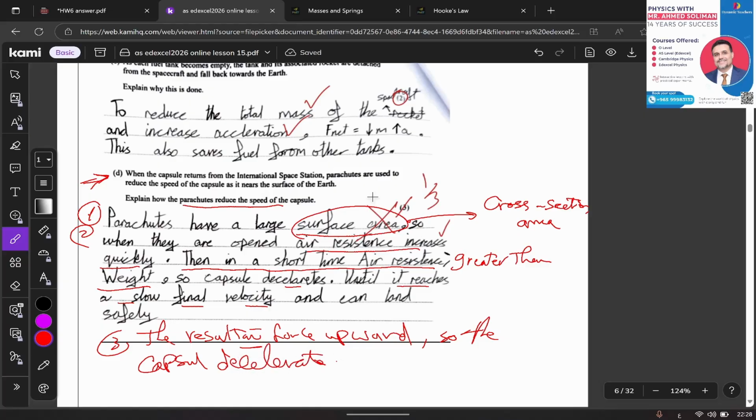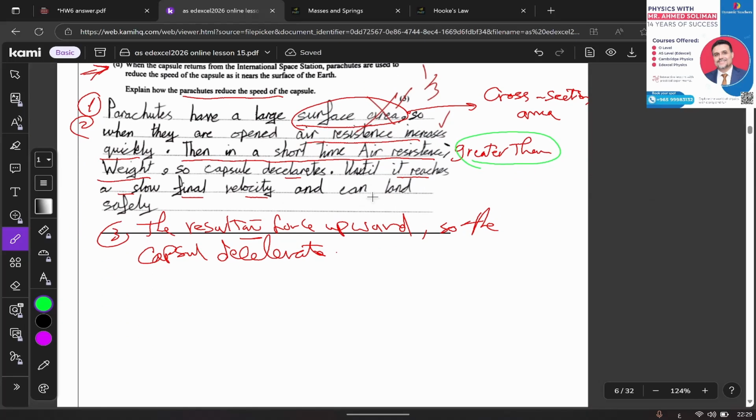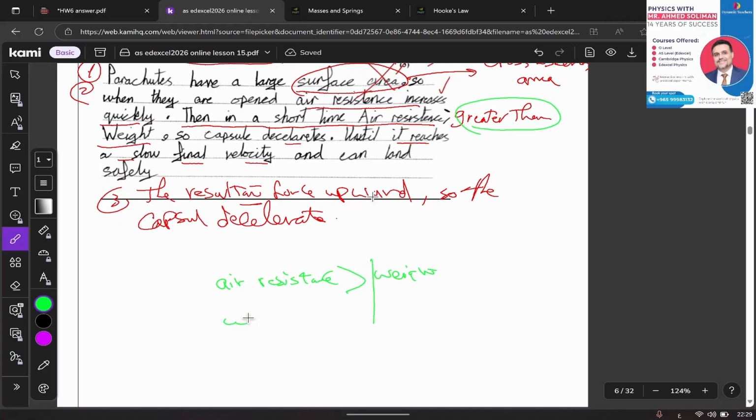So what do you think now, Habiba? So I think the mistake here is what? He didn't mention two greater than, he put the sign and the sign is not clear. Okay, so maybe the examiner can't understand what the student means. This is why you don't use symbols like this. If you want to use a symbol, you can write, for example, air resistance greater than weight. Don't write air resistance greater than, then complete weight like this. It will not be clear.